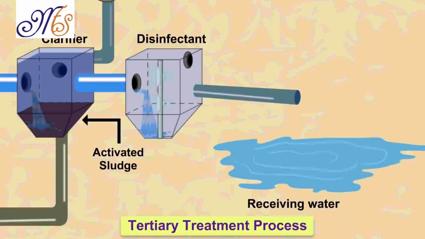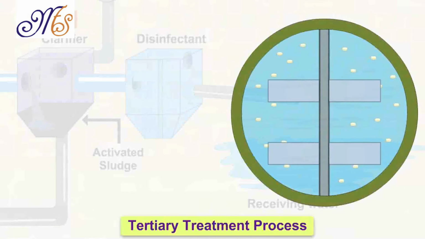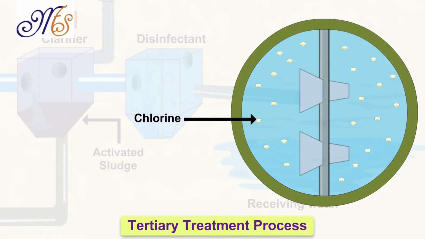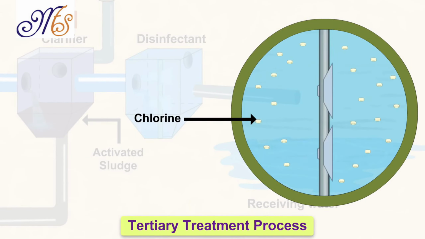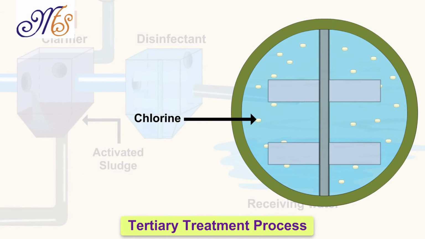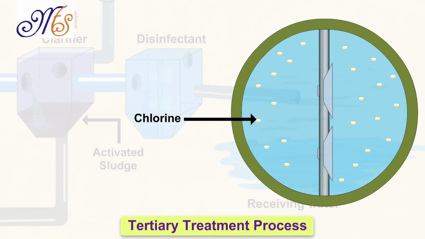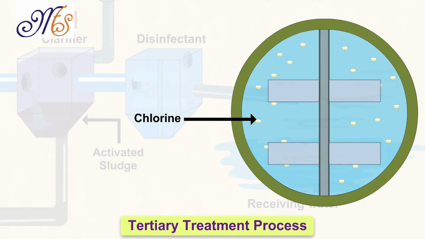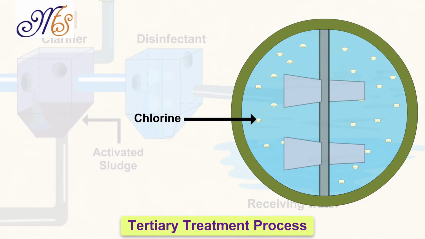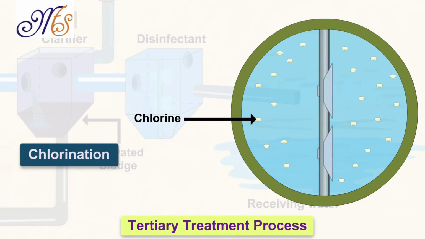In the tertiary treatment process, the leftover wastewater is treated with chlorine to remove the phosphorus compounds, nitrogen compounds, and bacteria. It is a chemical process. Chlorine tablets are added to kill the germs. This process is called chlorination. Then this water is let off into the water body.